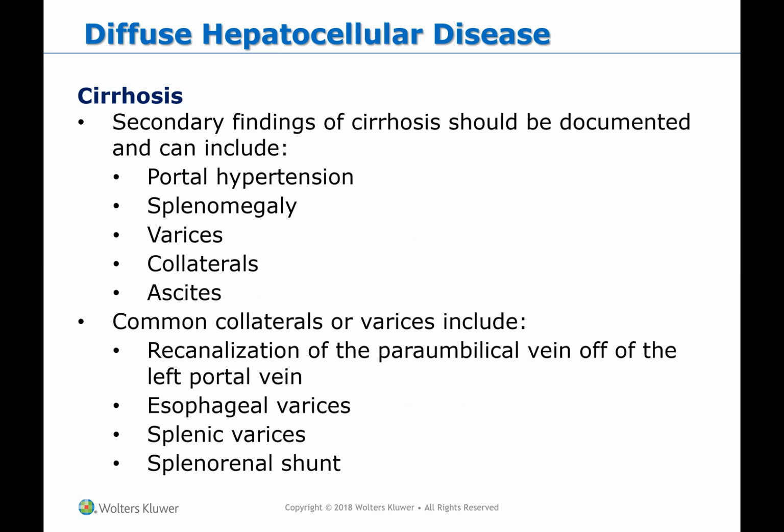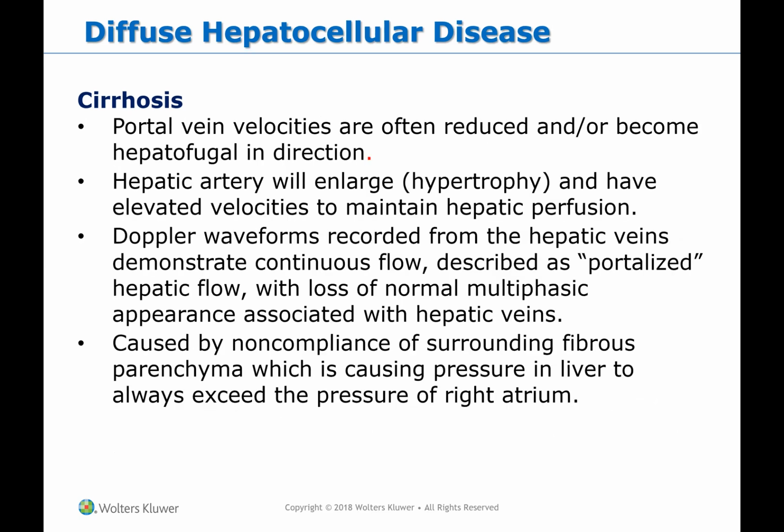So there are secondary findings of cirrhosis past the liver. The spleen could be enlarged. There could be varices, collaterals, and ascites. I see a lot. Portal vein velocities are often reduced or become hepatofugal. Hepatofugal is away from the liver. Get away from this sick liver, is what the portal blood thinks, I think.